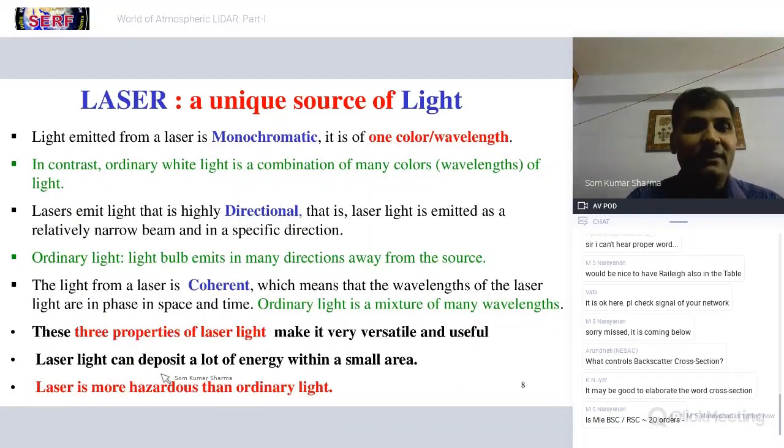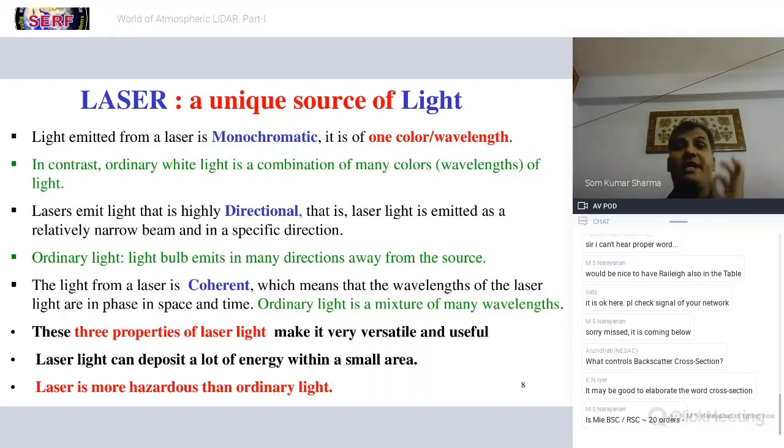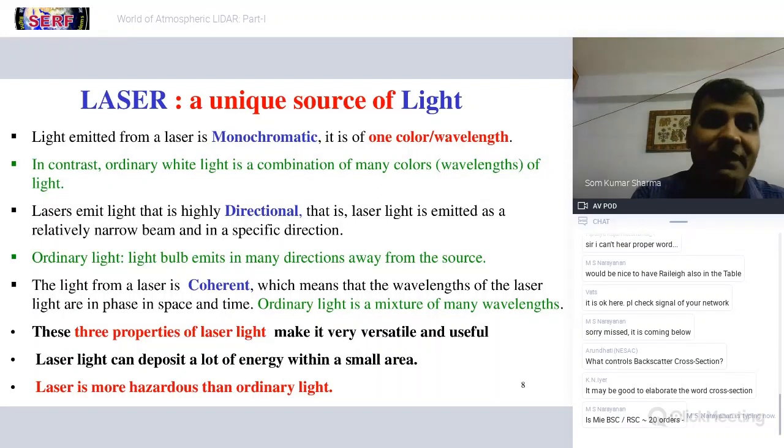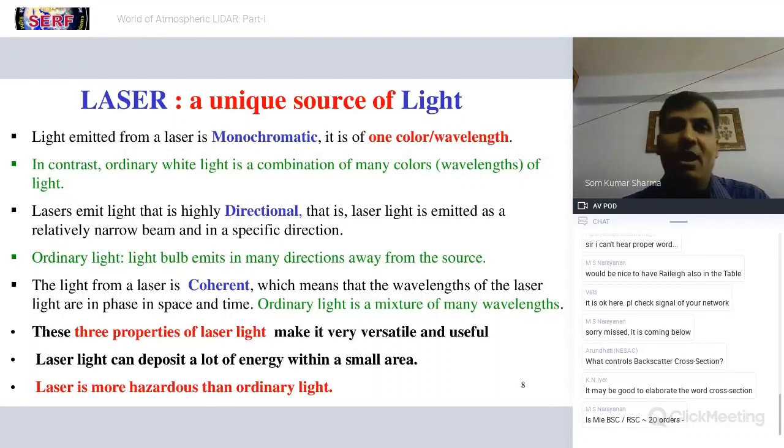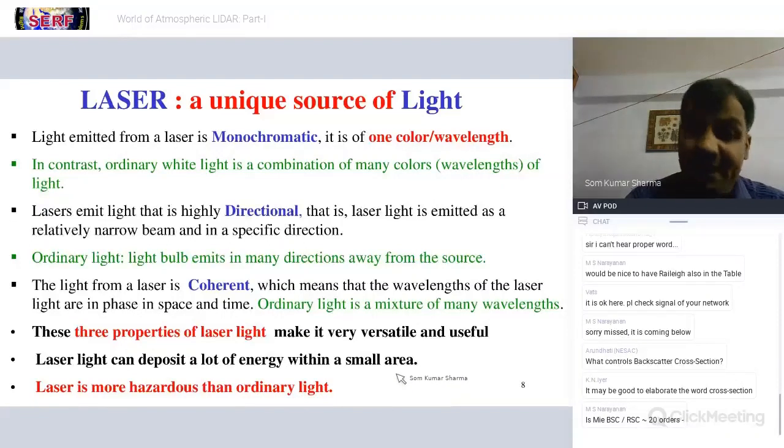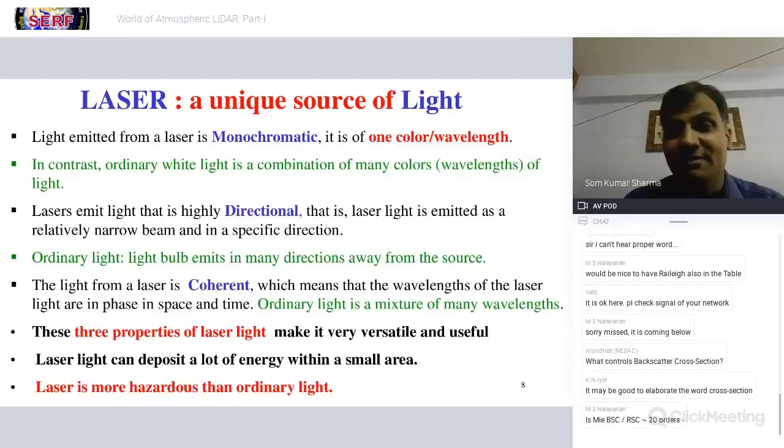And laser light can deposit a lot of energy within a small area without affecting the neighboring area, or you can say medium. So this is also a beautiful property of the laser light. The laser light can deposit a lot of energy within a small area. And last one, a lot of profits are coming to you by using laser light.